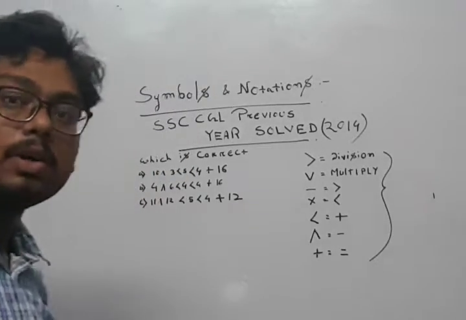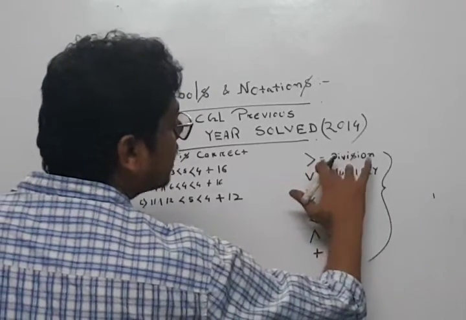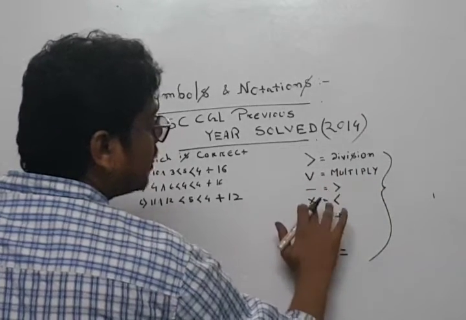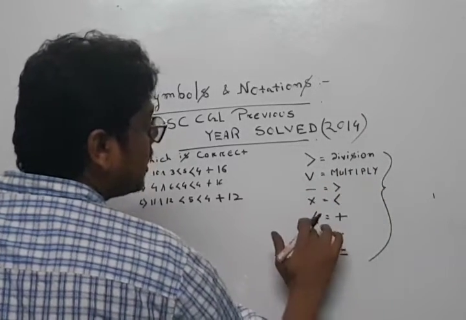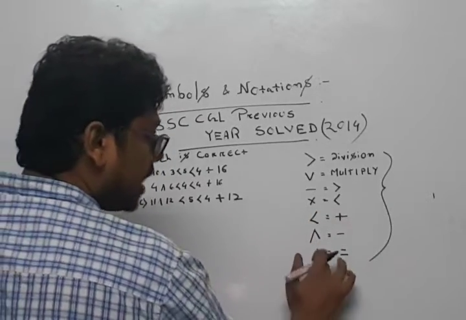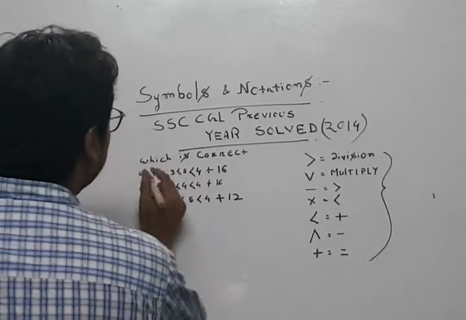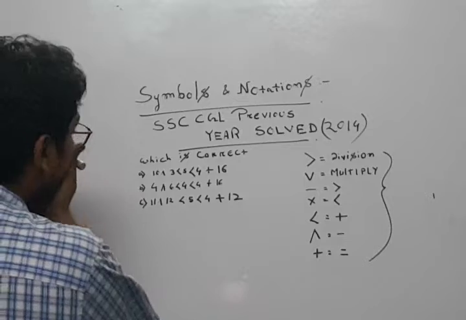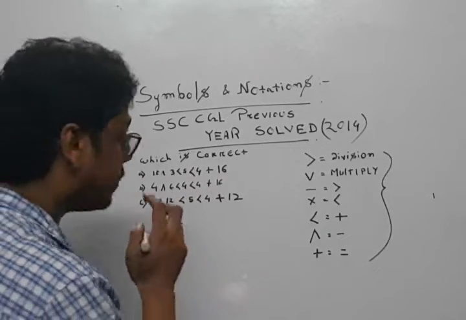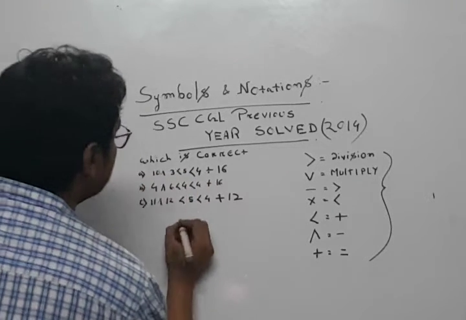Now here you can see the question. These are the conditions: greater than means division, lower than means multiply, minus means greater than, into means lesser than, plus means minus, and plus is equal to itself. Those are the options. Which one will be correct? We must decide that. So first we go for the first equation.